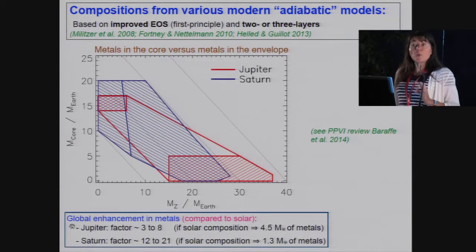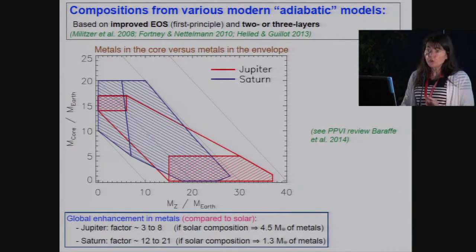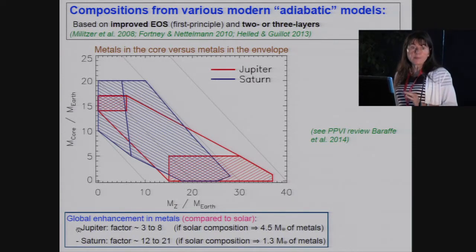But what is also important is that for sure, Jupiter and Saturn have a global enhancement of heavy material, much more than the solar composition, with an enrichment in metallicity of a factor 3 to 8 compared to solar for Jupiter, and about a factor 12 to 21 compared to solar for Saturn. I think this is important because it means that exoplanets are certainly also enriched somehow in heavy material.